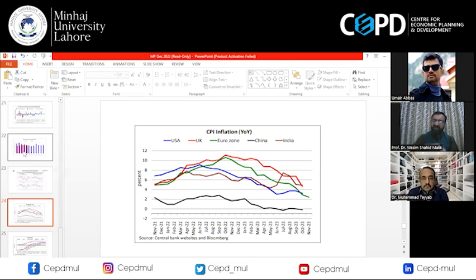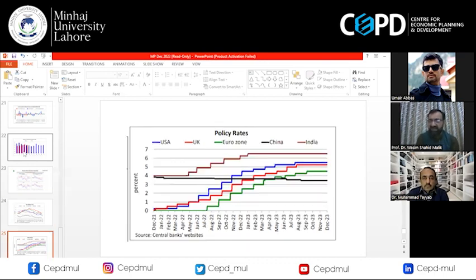If you look at the data overall from November 21 to November 23, there is an inverted U-shaped curve. Inflation went up initially, and then after October 2022, it has been declining. But still, it is above the historical average. Pakistan is not the only country facing high inflation and high interest rate. These other countries also face high inflation, and due to that, they increased their policy rate.